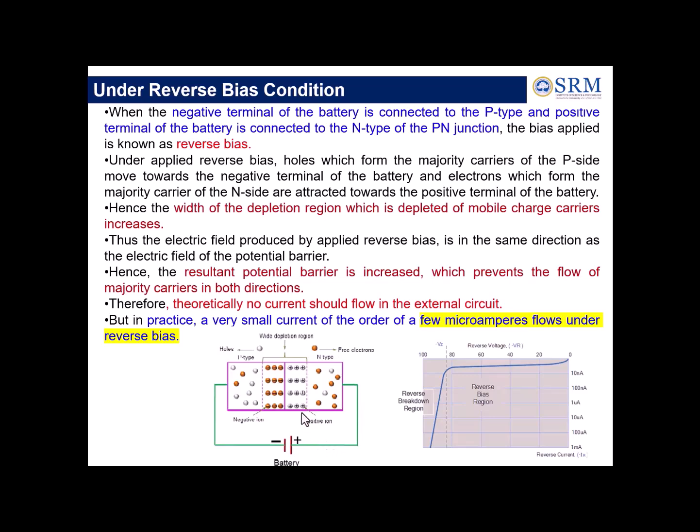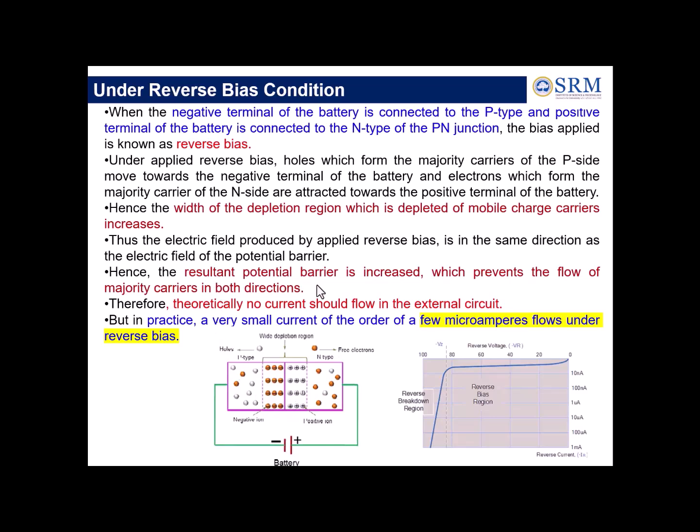So the width of the depletion region, which is depleted of mobile charges, increases, as these free electrons are getting depleted. Thus, what will the electric field produced by the applied reverse bias be? It will be in the same direction as the electric field of the potential barrier. Both are in the same direction.